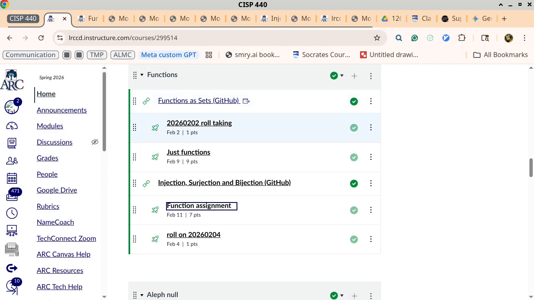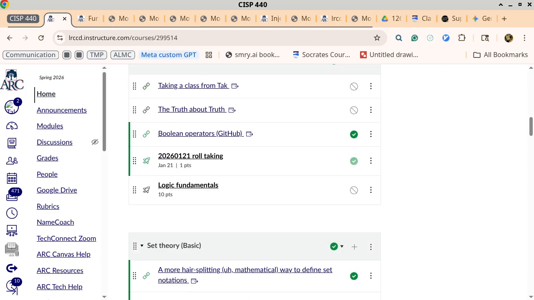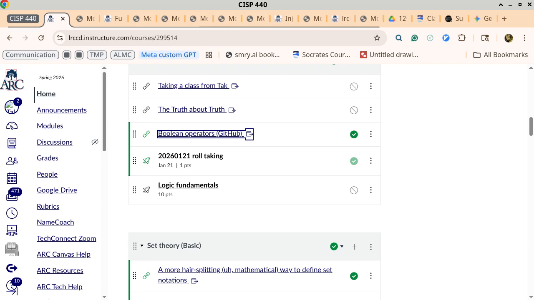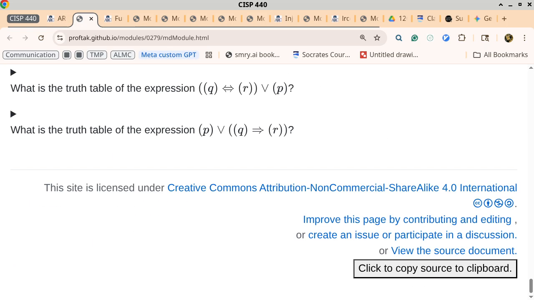The way to do that, we'll go all the way back to the beginning, say to Boolean operators. We'll open a new tab. The quickest and easiest way to do it is to go straight to the end and click on this button here, click to copy source to clipboard.